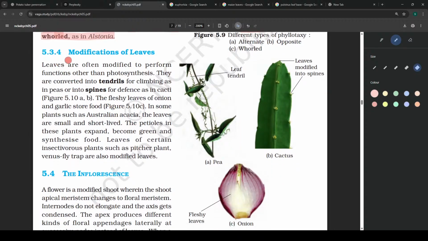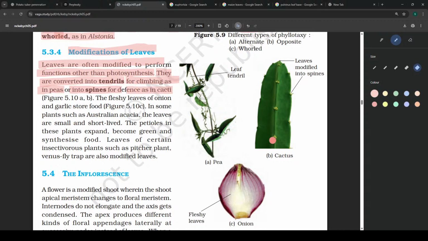Now, if we see the modifications of leaves, leaves are often modified to perform functions other than photosynthesis. The main function of a leaf is photosynthesis, but modification means they do something other than photosynthesis. They are converted into tendrils, similar to how the axillary bud in stem modification was converted into tendrils in gourds and grapevines. Here, the leaves in some plants are converted into tendrils for support and climbing, like in peas, or into spines for defense, as in cactus.